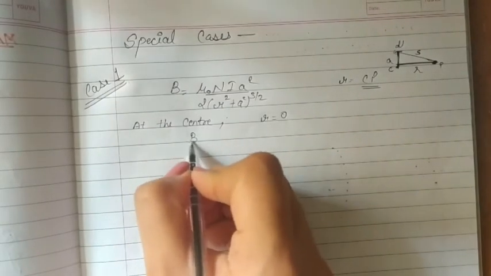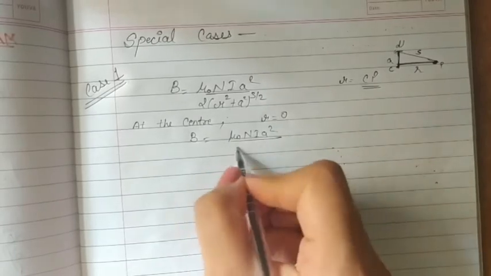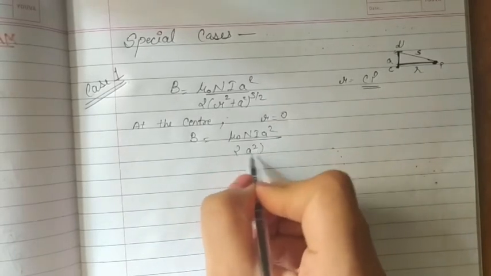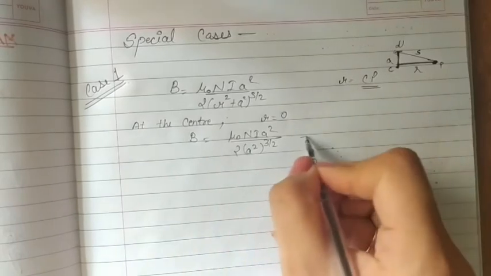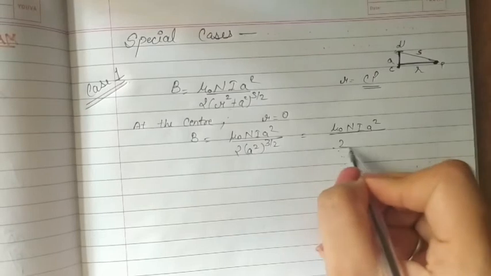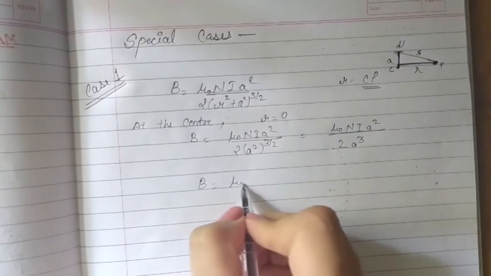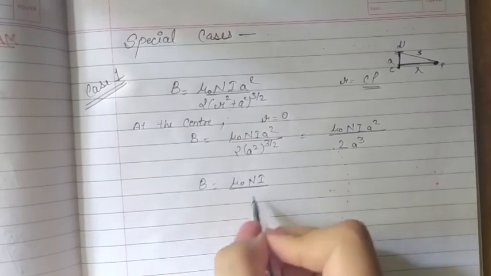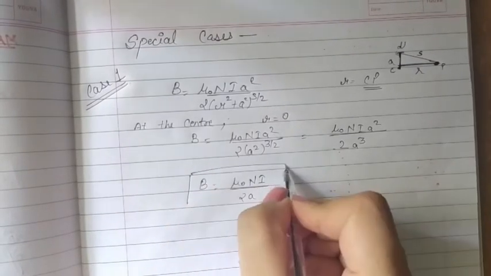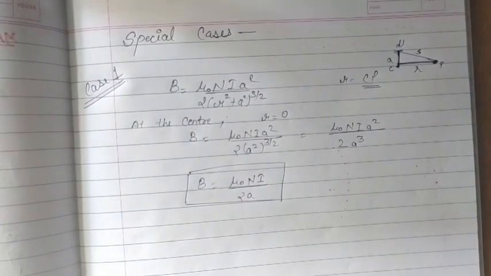In that case, b is equal to mu naught n I a square upon 2 a square to the power 3 by 2, that means mu naught n I a square upon 2a cube. When we solve it, we get b is equal to mu naught n I upon 2a. So this is the value for the magnetic field at the center of a current loop.